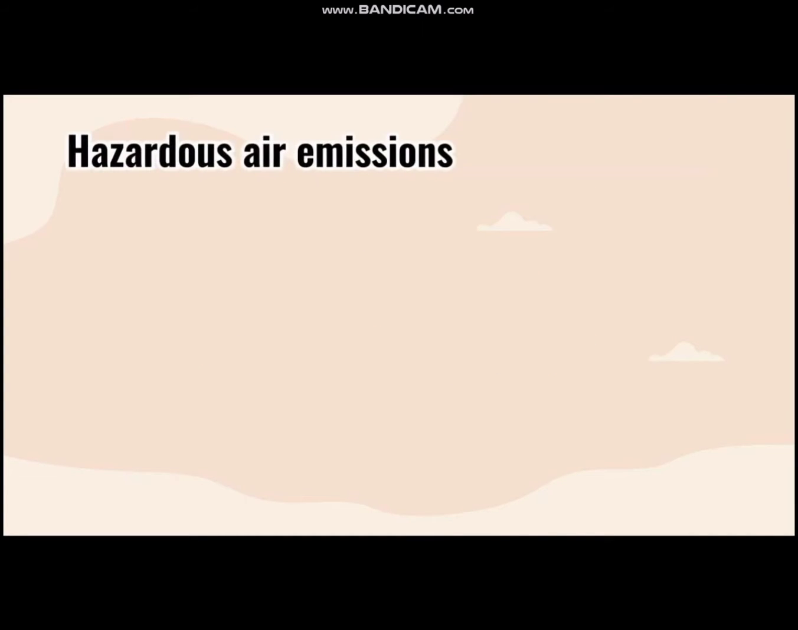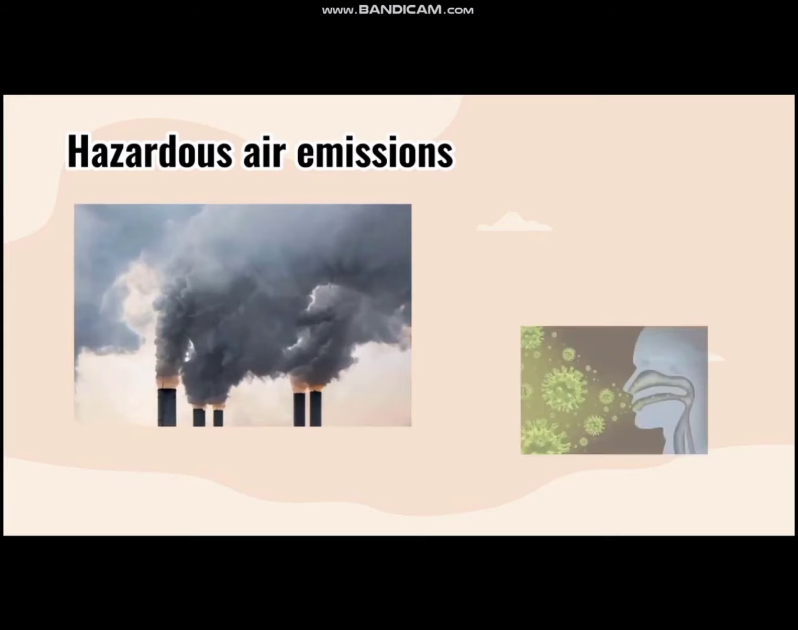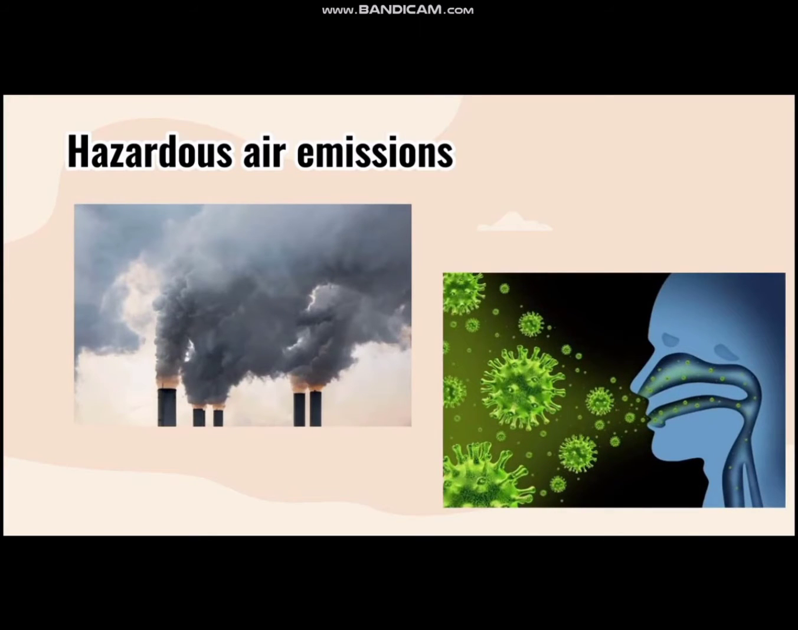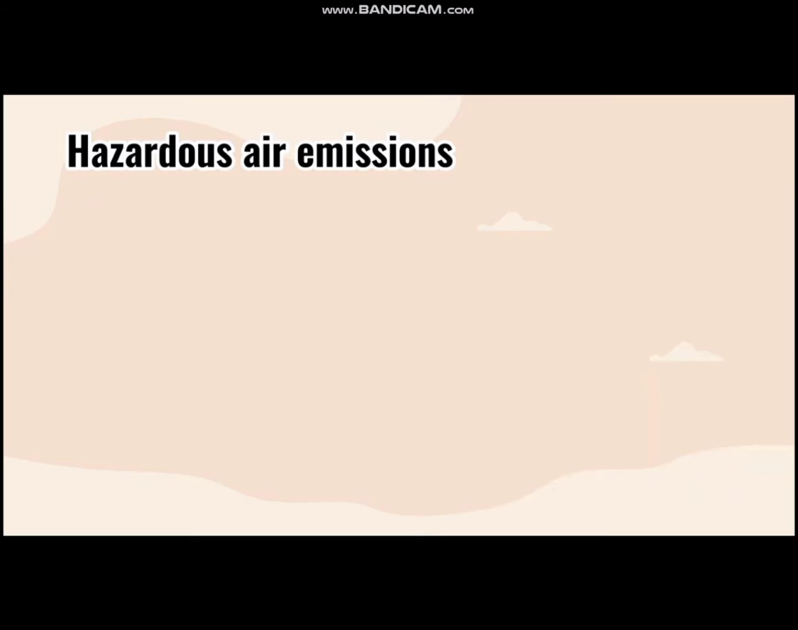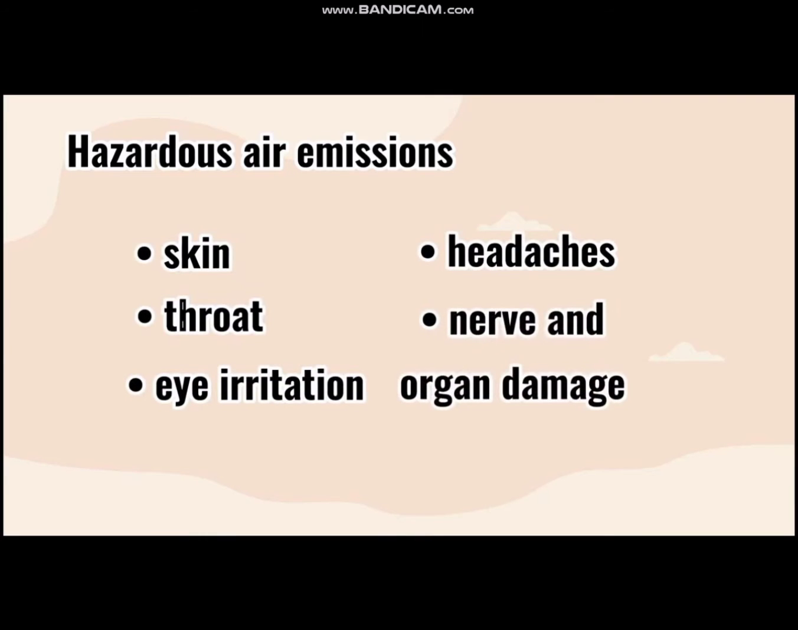Hazardous air emissions, also known as toxic air pollutants, are defined by a list of chemicals that are known or suspected of causing cancer or other serious health effects. Hazardous air pollutants can affect human health in a number of ways, including skin, throat, and eye irritation, headaches, nerve and organ damage, and increased risk of cancers and premature death.